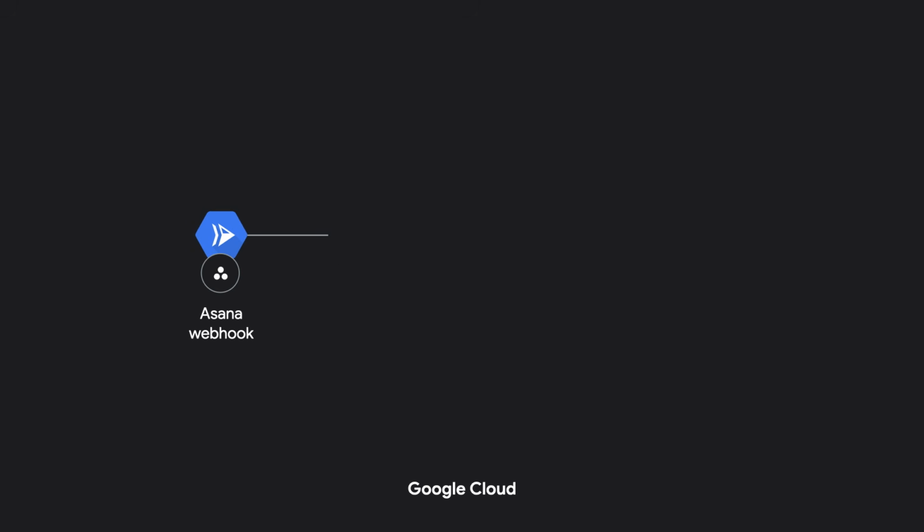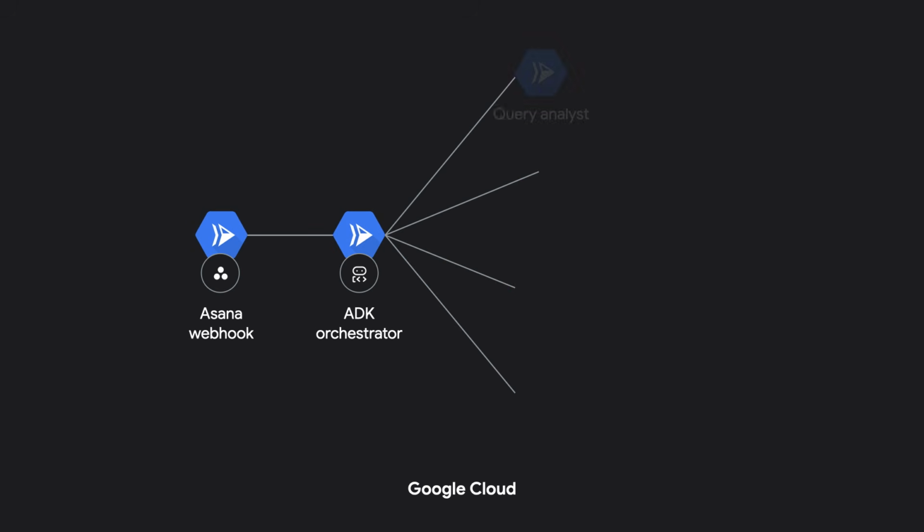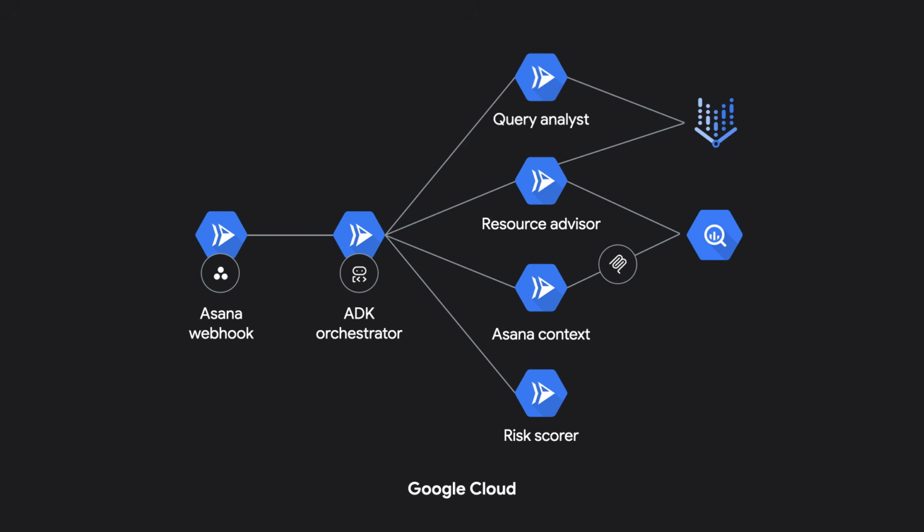So here's the full picture. 1 Asana webhook, 1 ADK orchestrator, 4 specialist agents: the BigQuery analyst, resource advisor, Asana context, and the risk scorer, all running securely and cost-effectively on Google Cloud. This is what human plus AI collaboration actually looks like. Humans set the policy and agents do the data work in seconds with full traceability.